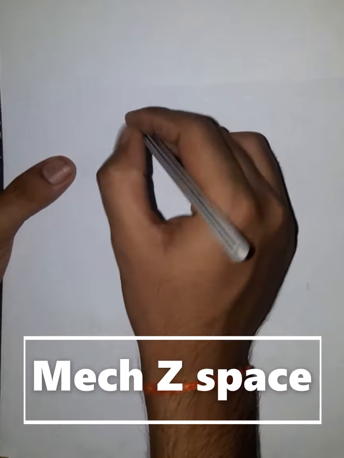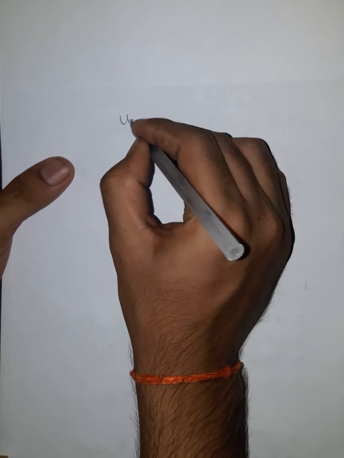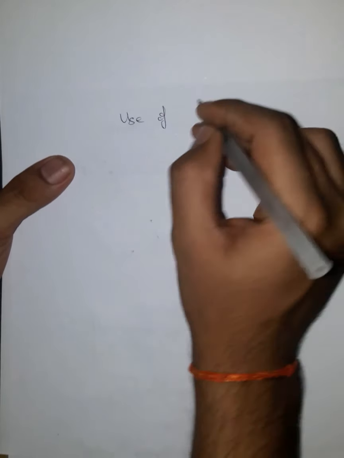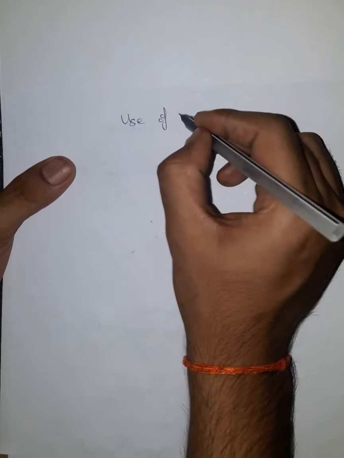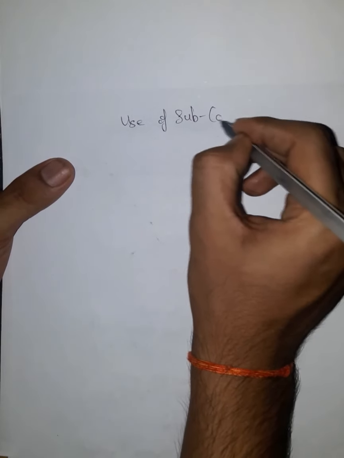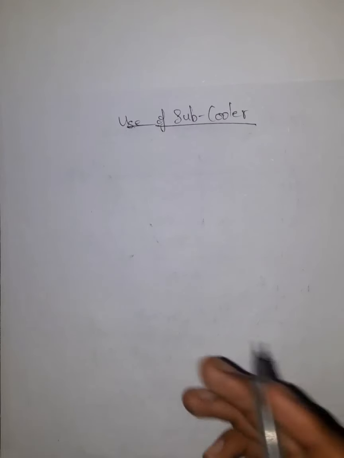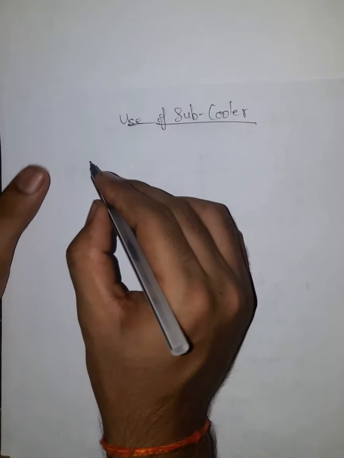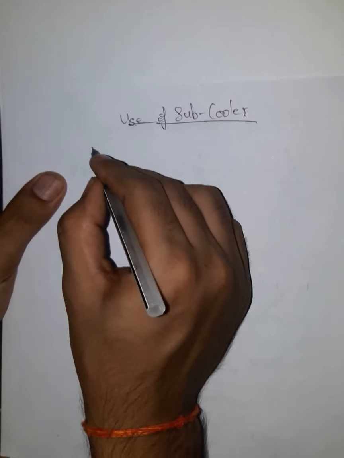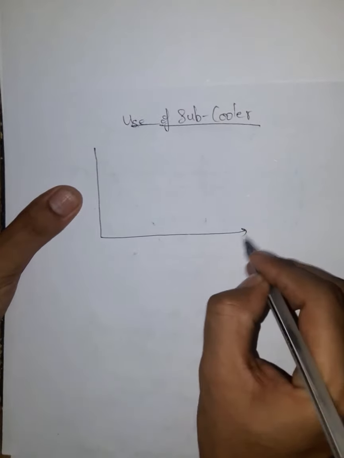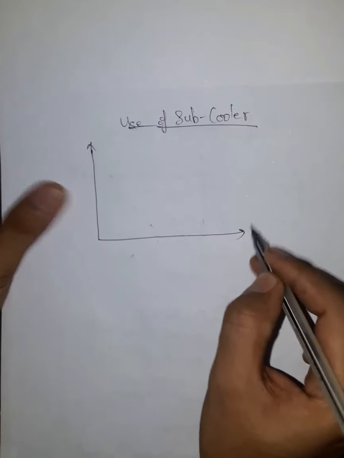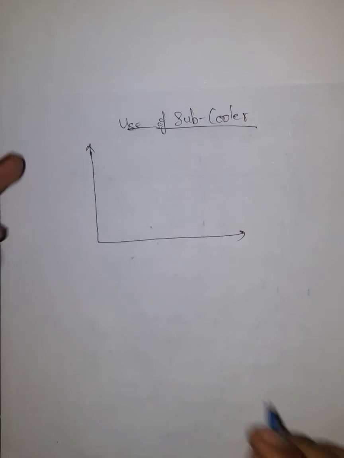Okay, so now we are going to study the use of subcooler and also the regenerative heat exchanger. Firstly, we are going to talk about the use of subcooler. For that I need to draw the diagram for explaining what the subcooling process is. Subcooling actually means cooling the refrigerant below the saturated liquid line.